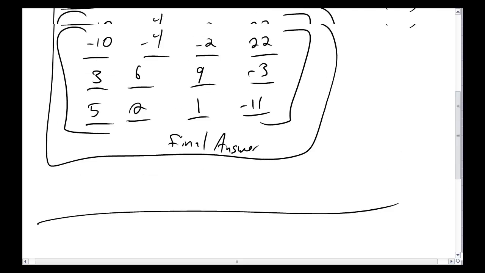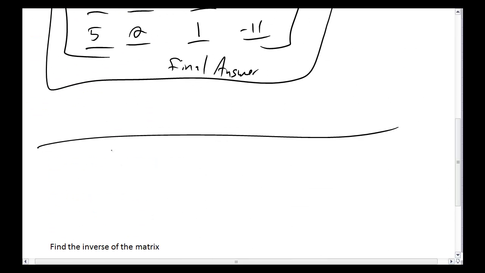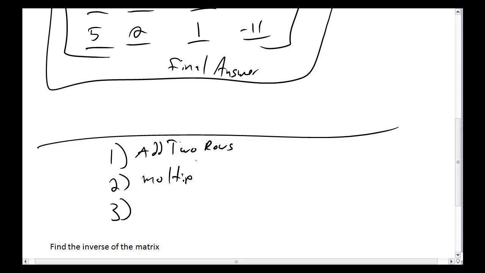So that's matrix multiplication. Now remember, for my Gauss Jordan row operations, there's 3 things I'm allowed to do. I can add 2 rows together. I can multiply 1 row by a non-zero number, or I can swap 2 rows.